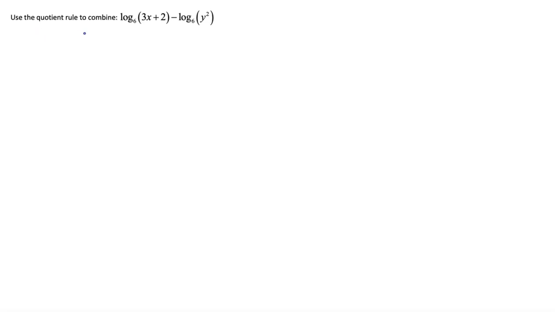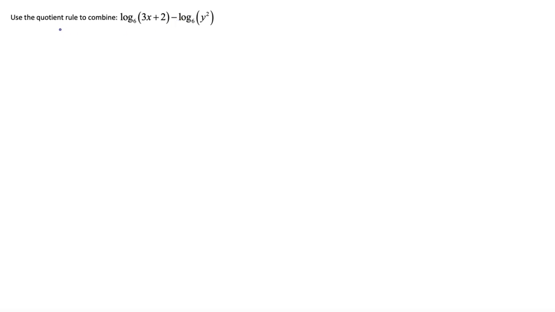Use the quotient rule to combine log base 6 of 3x plus 2 minus log base 6 of y squared. Okay, so we want to combine these, but of course here it says use the quotient rule. So let's take a look. We have two logs. They have the same base, which is good, but we notice there's a minus sign in between them here.